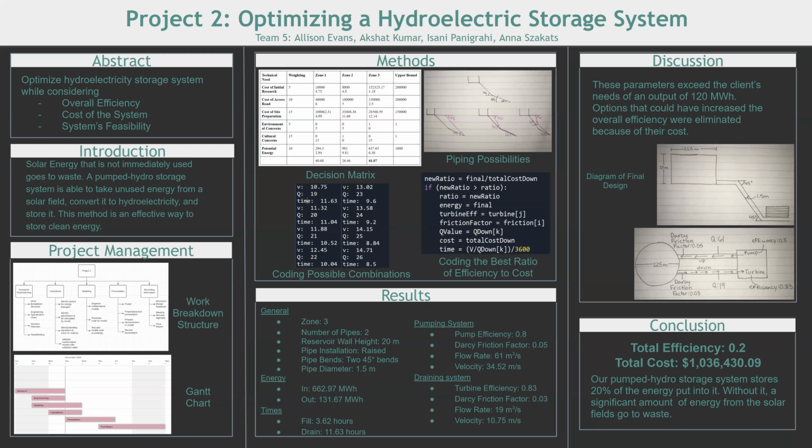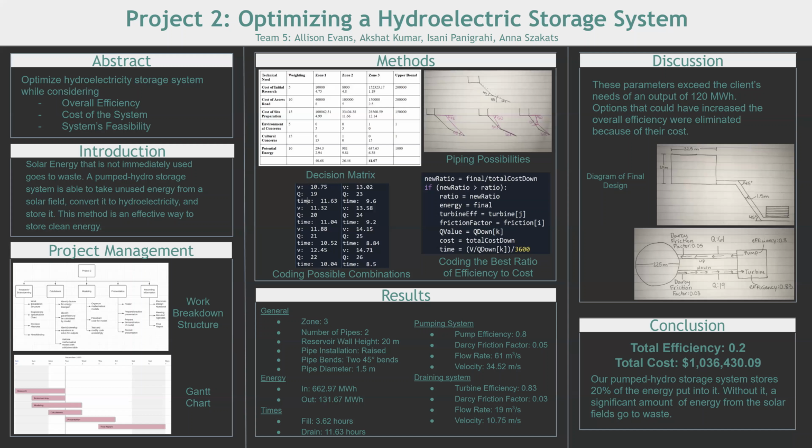This is because the model had to consider cost effectiveness as well. Options that could have increased the overall efficiency were eliminated because of their cost. Examples of these include using better quality turbines and pumps, and pipe configurations that could lead to a more efficient system.